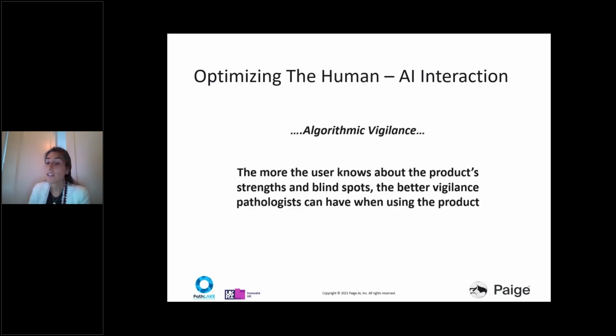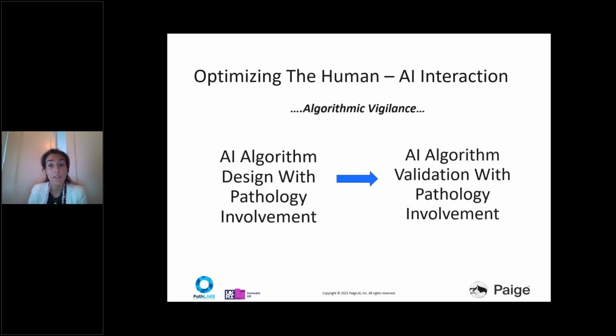I'd argue providing the pathologist with as much information about the tool as possible. The more the user knows about the product's strengths and blind spots, the better vigilance pathologists can have when using the product. And at Paige, we strongly practice this and believe in it. This deep understanding of the product begins at the algorithm design stage with deep involvement with the pathology team. And it continues in the product validation stage with continued deep involvement with the pathology team.